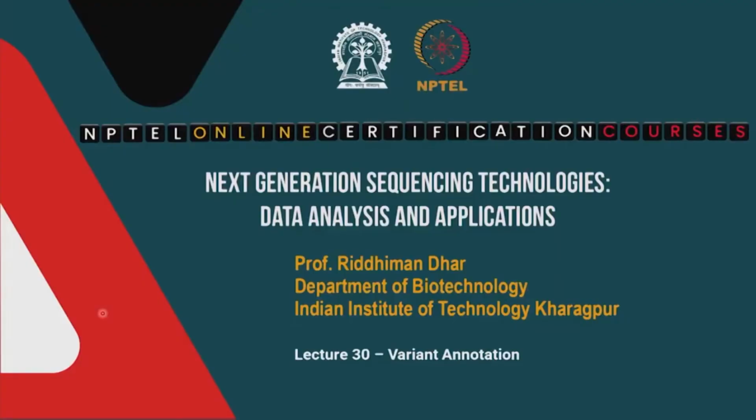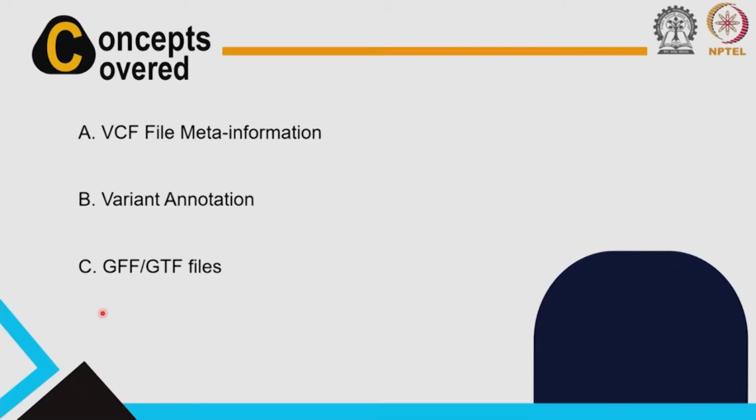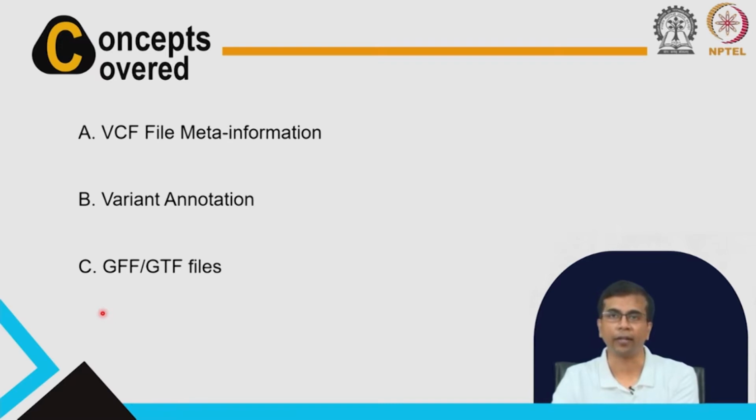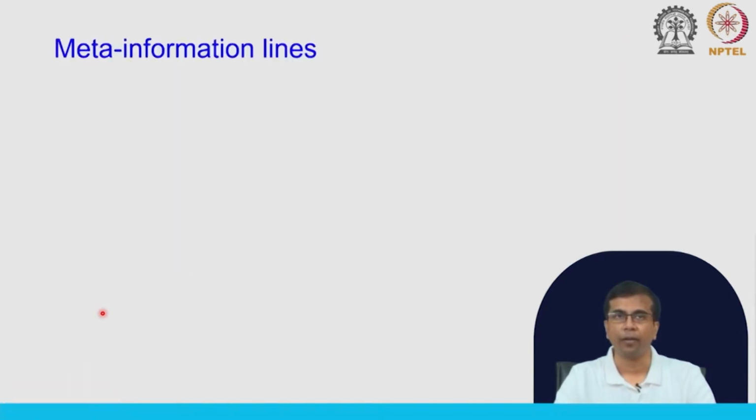So, in this class we will discuss the meta information lines and finish the VCF files, and then we will talk about something called variant annotation. Here is the agenda for this class. We will talk about VCF file meta information, and then variant annotation: what kind of data we need for variant annotation, what we mean by variant annotation, and the tools that we can use to do it. So let us start with the meta information lines.